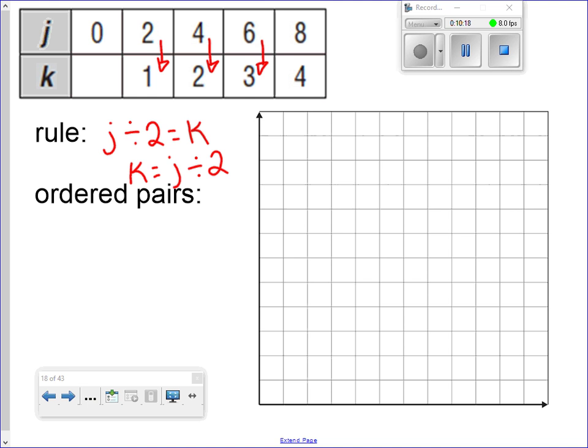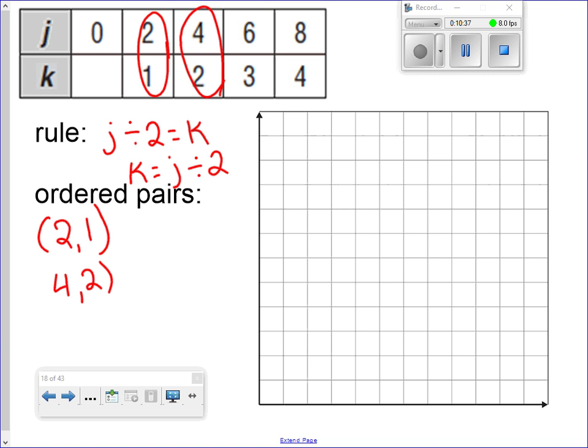Now, for ordered pairs, you're just taking your corresponding terms and writing them as ordered pairs. So our first ordered pair is (2, 1). Our second ordered pair is (4, 2), and so on. (6, 3), and (8, 4).